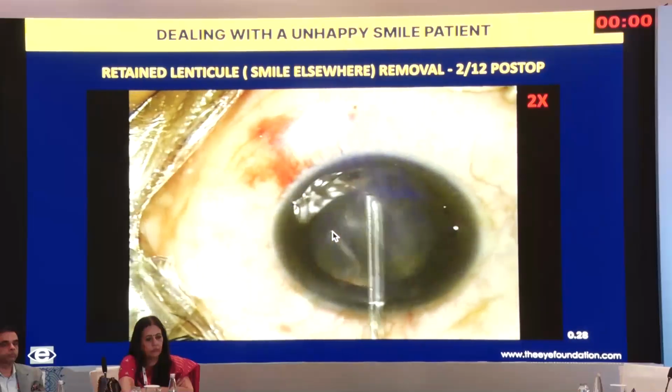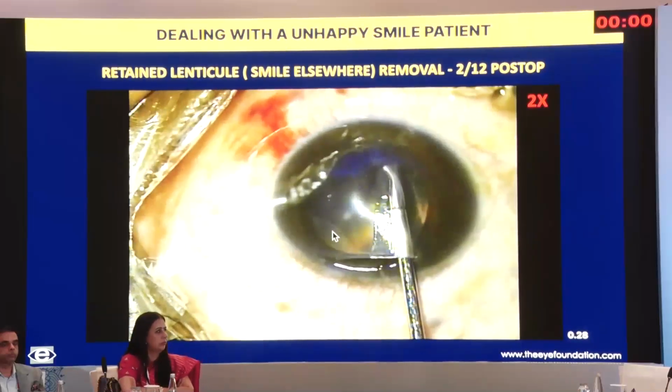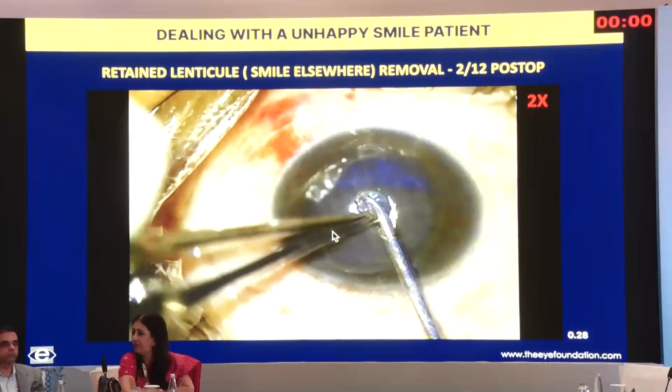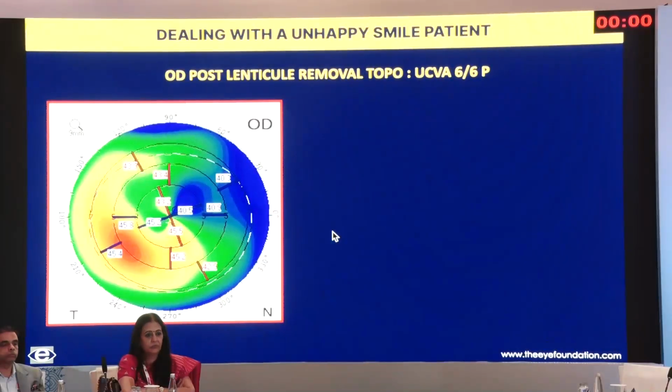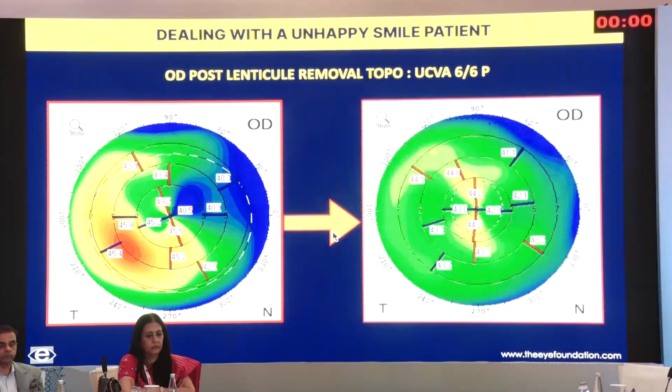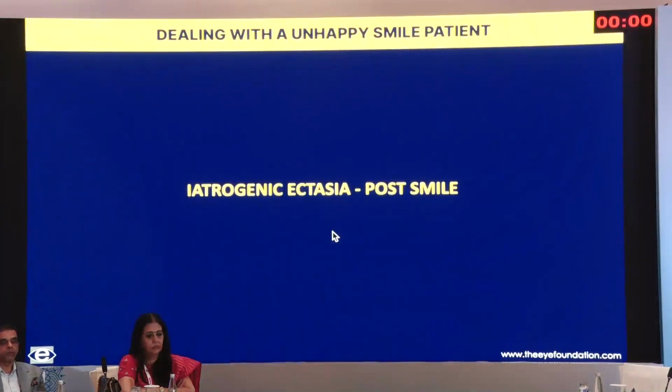It can take a couple of minutes. That's the lenticule that's taken out, and immediately the patient's problem settled down. This was what we saw prior to the surgery being done, and once the surgery was done, you can see the cornea is flattened out quite uniformly and obviously with good results.